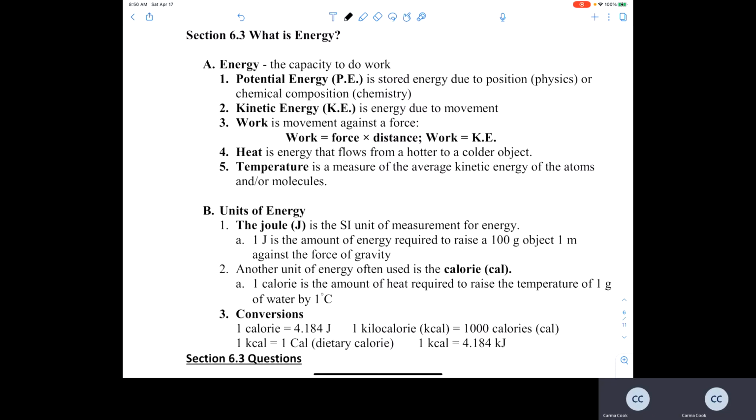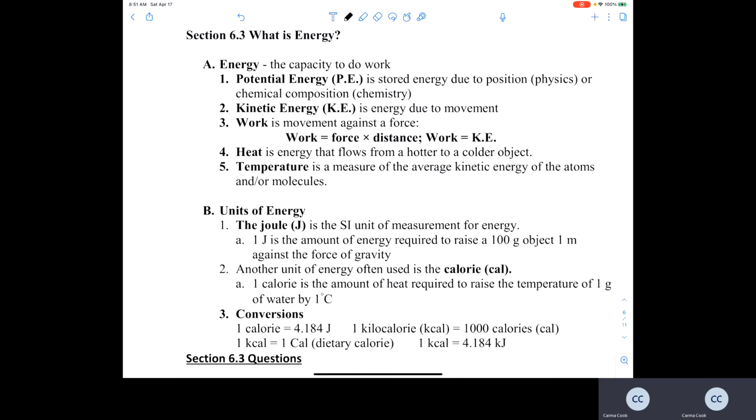forms of energy. Potential energy is stored energy, either due to position of an object, and that's the physics or gravity-based definition of potential energy, or due to chemical composition, which is called stored chemical potential energy, and that's the more chemistry definition of potential energy. And then there's kinetic energy, which is universal, because that is the energy due to movement of an object.